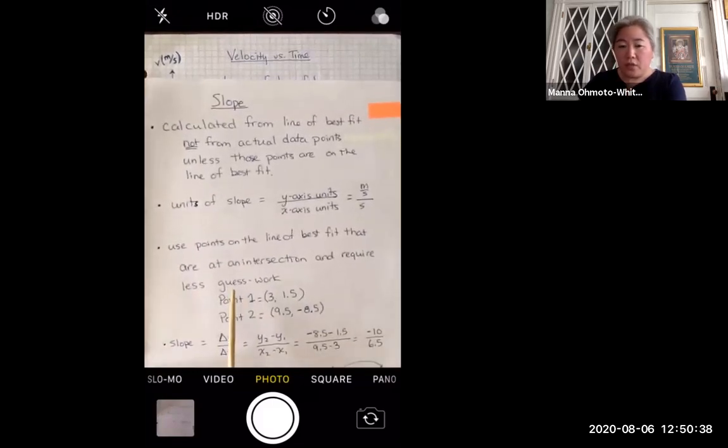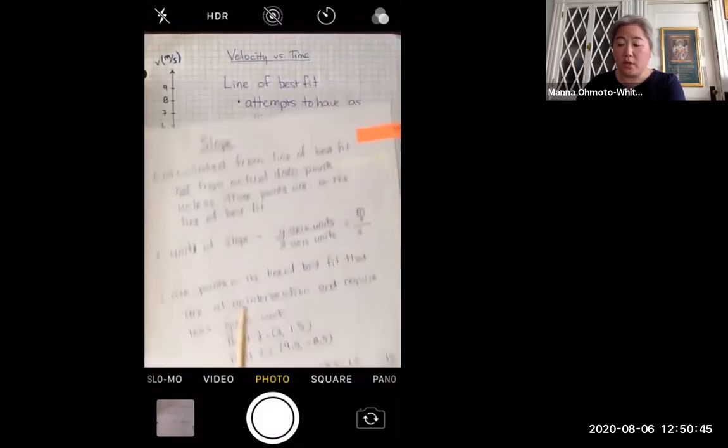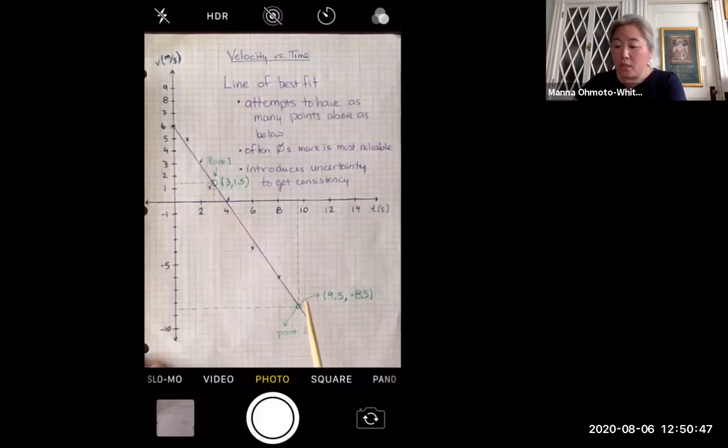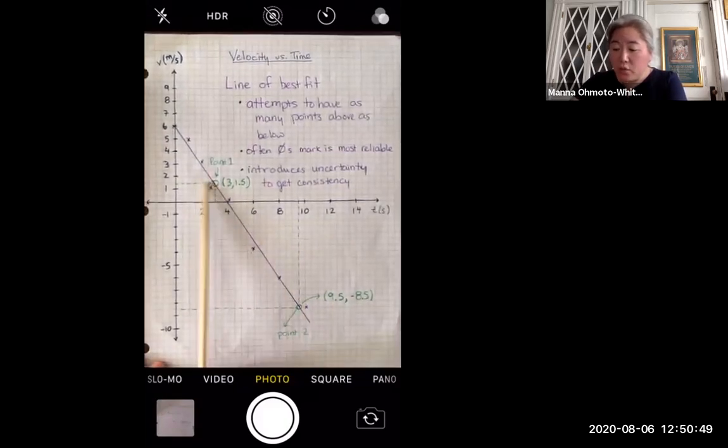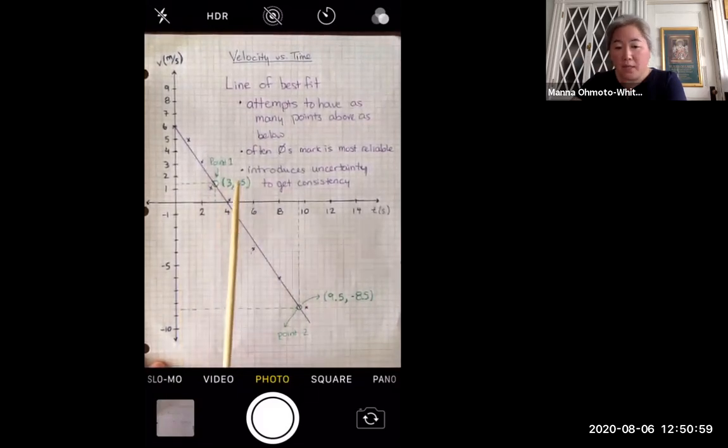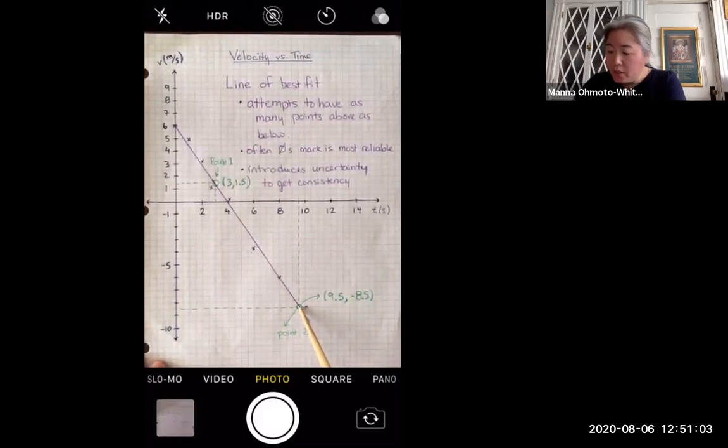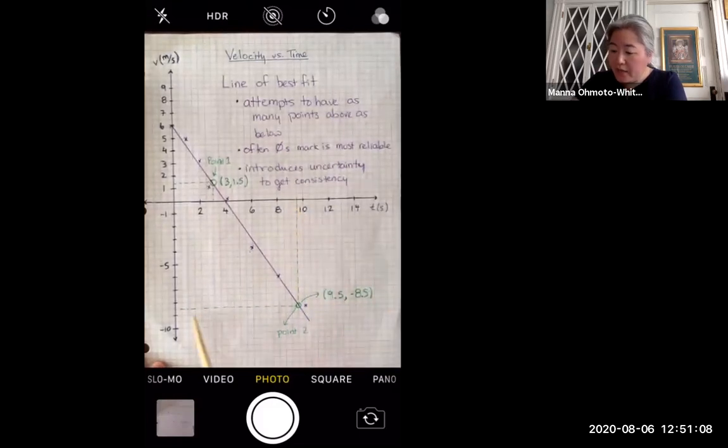The second point that's really important is that I use the points that are on the line of best fit that are at an intersection and require less guesswork. So I've chosen 2 points here because it's right at an intersection, and this is a wonderful reason to use graph paper. And it's easy for me to say that this is 3 and 1.5. And then again here, I have to go all the way down to here to find point 2 at a nice intersection, and that gives me 9.5 and negative 8.5.